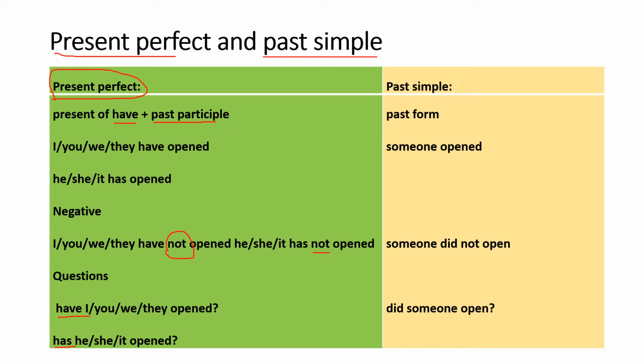As for the past simple, we form the past simple using just the past form of the verb, or the second form of the verb. When we say someone opened, this is the past simple. For the negative, we use did plus not: someone did not open. And as for the question, we treat did as the auxiliary and we start with it. So we say, did someone open?